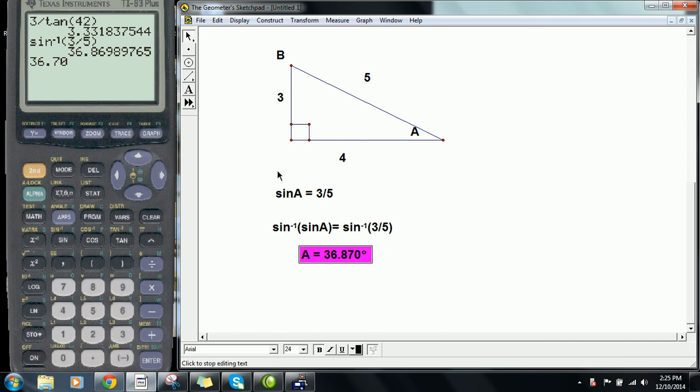Okay? So I just found, using SohCahToa, but this time finding the angle. And in order to do so, I set up the original equation as we would. You can use cosine. Cosine of A equals 4/5. Take the inverse cosine on both sides. Or tangent of A equals opposite 3 over adjacent 4. Take the inverse tangent on both sides. Okay? No matter which way you do it, you'll get the same thing. Okay? So that's how we can find angles.